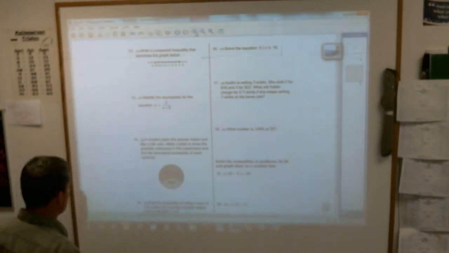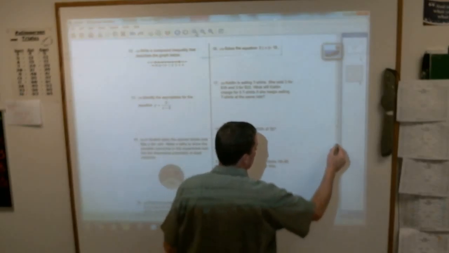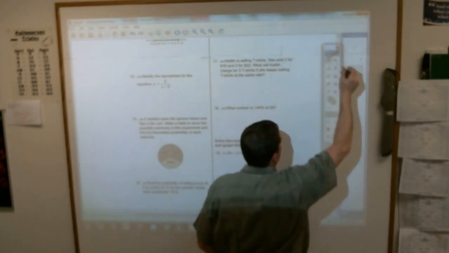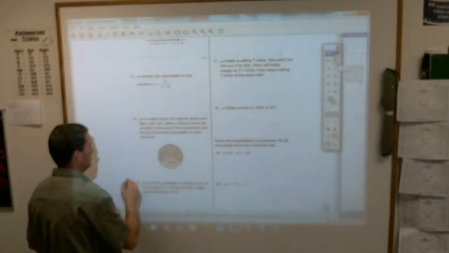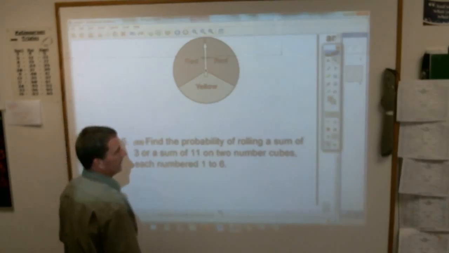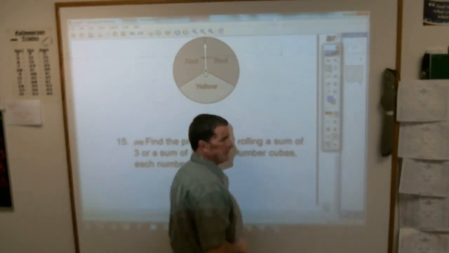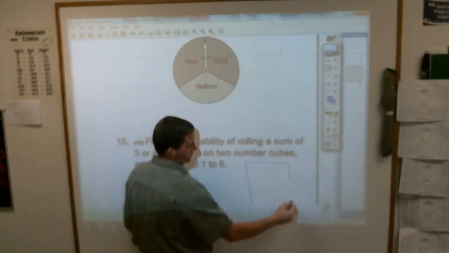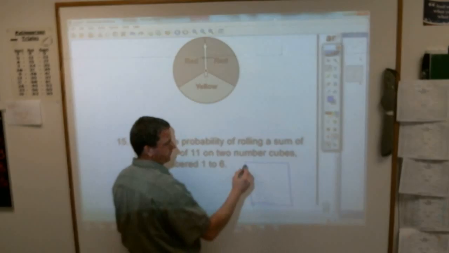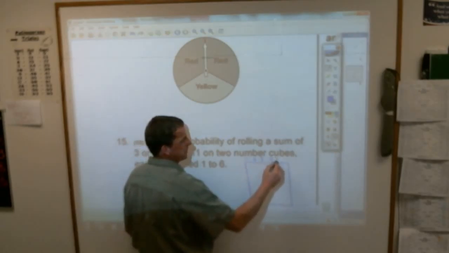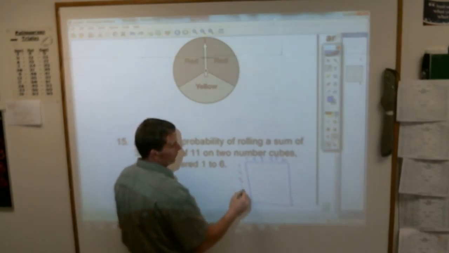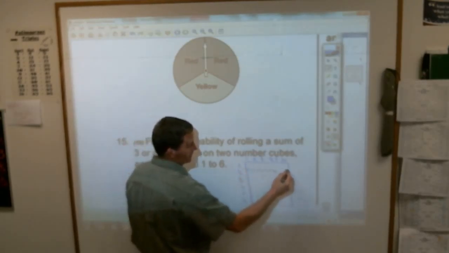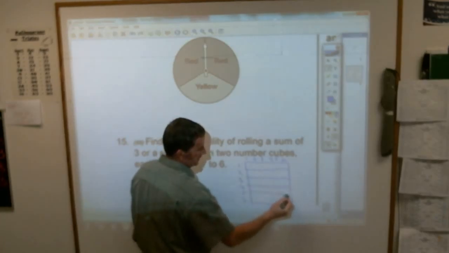Number 15. For number 15, ladies and gentlemen, for tomorrow, please make sure that you have with you that little table of the dice thing in your notes, where it shows the possible combinations. If you roll 2 dice, 1, 2, 3, 4, 5, 6 and 1, 2, 3, 4, 5, 6, all your combinations. And you just need to have your table.